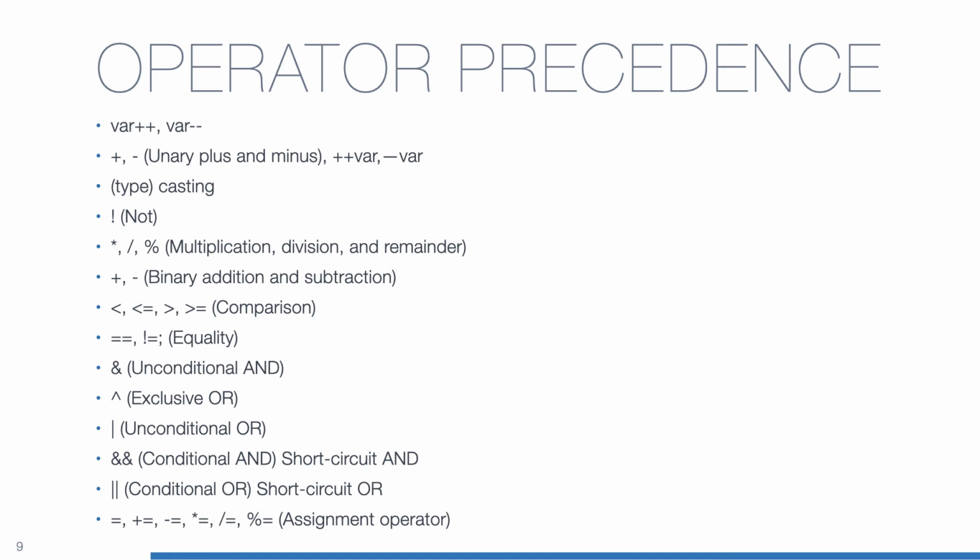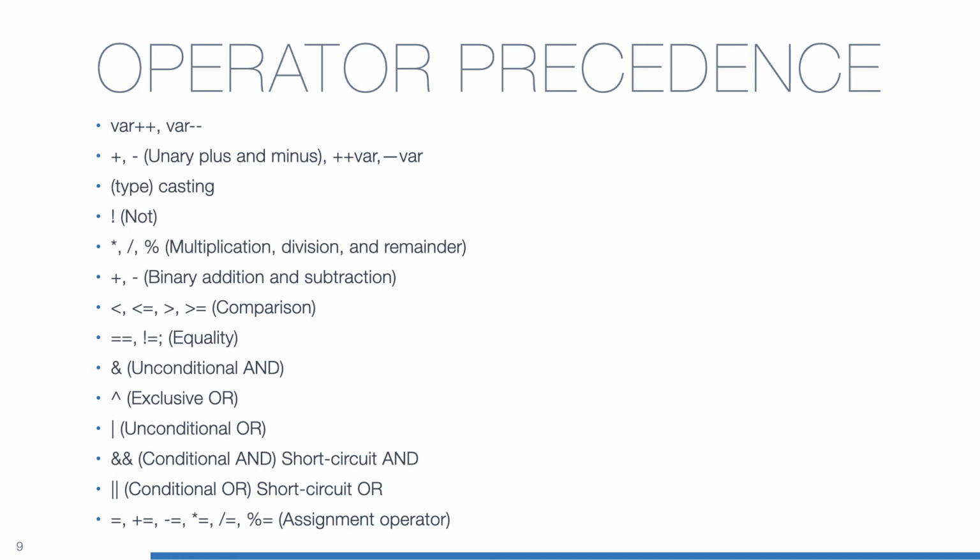And those are the short circuit versions, and we mentioned that in a slide in this section. Notice at the very bottom is the assignment operator. This is important to remember because we often have an assignment statement and we have an expression on the right-hand side, and we have to remember that everything in that expression on the right-hand side needs to be evaluated before the assignment is executed.